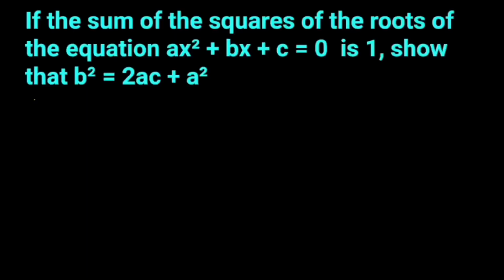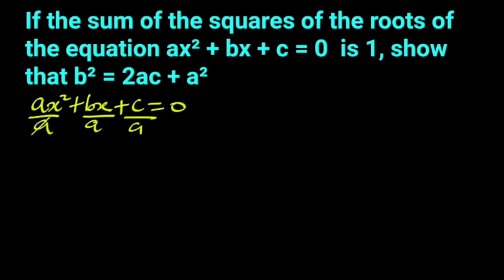If the sum of the squares of the roots of the equation ax² + bx + c = 0 is 1, show that b² = 2ac + a². Solution. From the question, the given equation is ax² + bx + c = 0. By making the coefficient of x² 1, by dividing through by a, it follows that α + β = −b/a, and αβ = c/a.